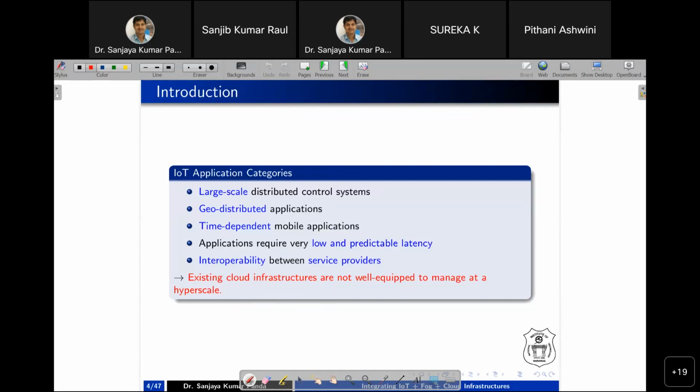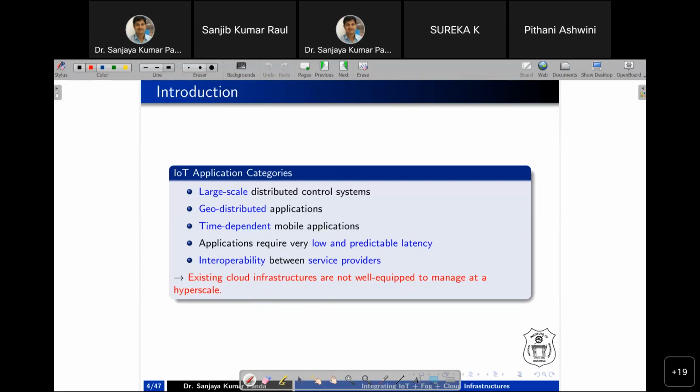They are not also under a single administrative domain. That's why we call this a distributed system. And managing this large system is really a challenging task. Similarly, we have geo-distributed applications. Now, the applications are not hosted in a single data center.